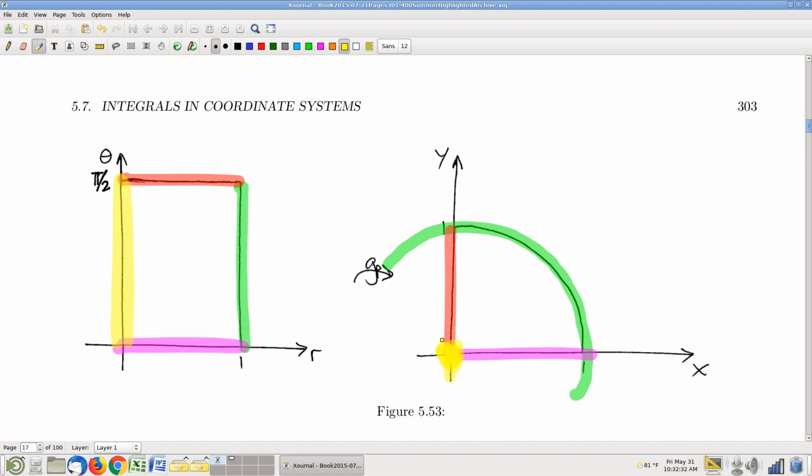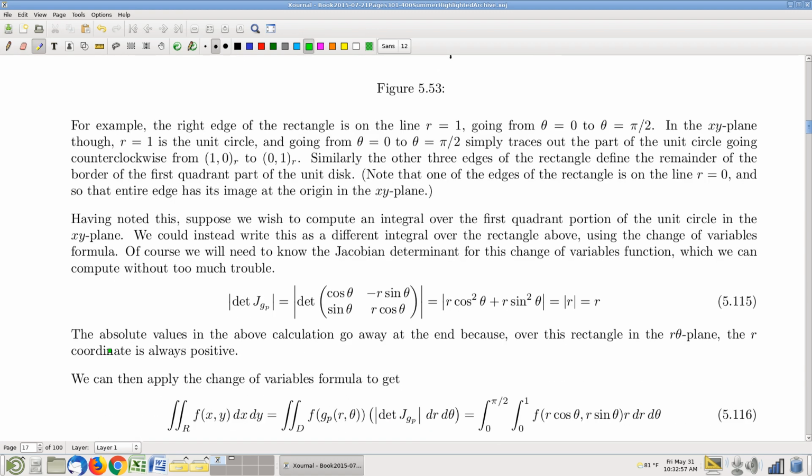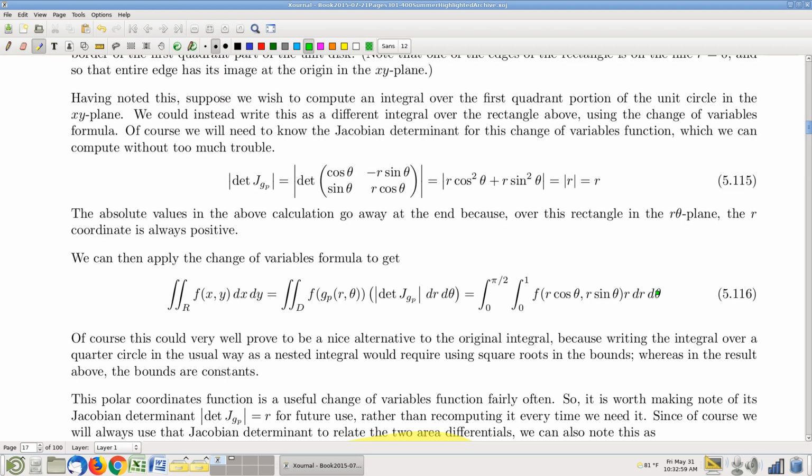Okay. Here it is. All right. So pull back. My original domain, this quarter disk, is going to have square roots in the inner bounds. I'm not looking forward to doing that quarter disk. The pullback, though, is an easy rectangle. r goes from 0 to 1. Theta goes from 0 to pi over 2. So theta 0 to pi over 2, r 0 to 1, and there's my integral.